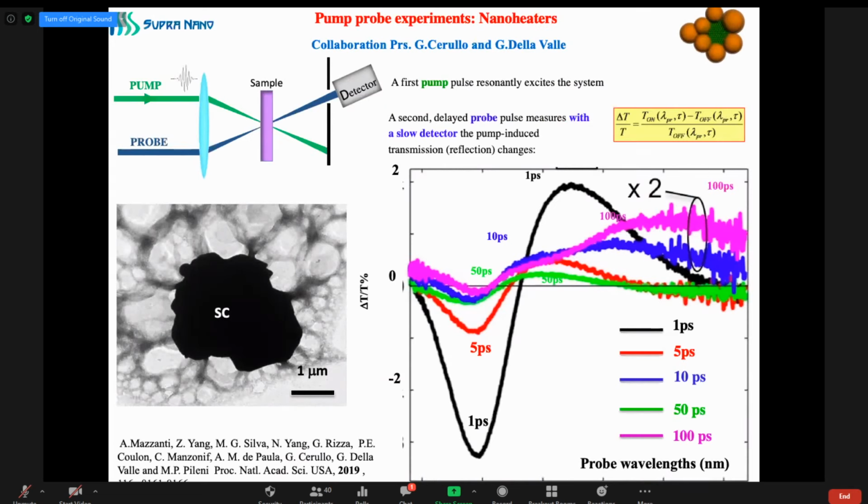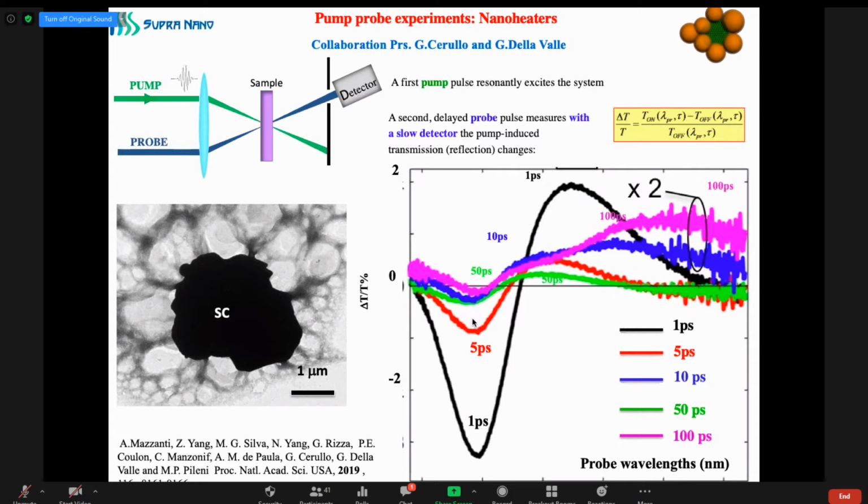In collaboration with Giulio Cerullo and Giuseppe Della Valle, we used pump-probe measurements on this system. And in fact, you excite with the pump and you observe with the probe at different wavelengths. And you can see here that at short times you have a well-known behavior, which is due to the electron-phonon process.